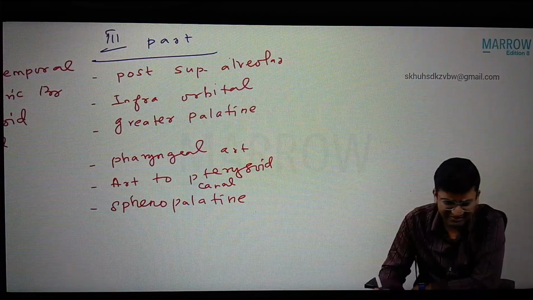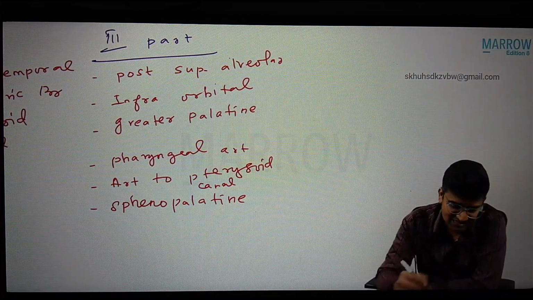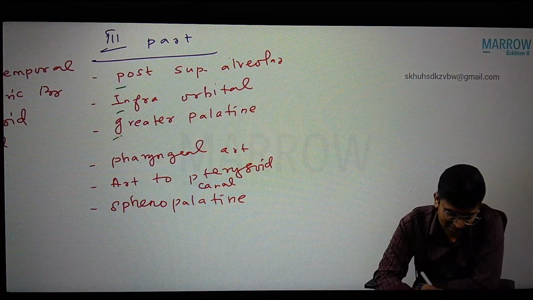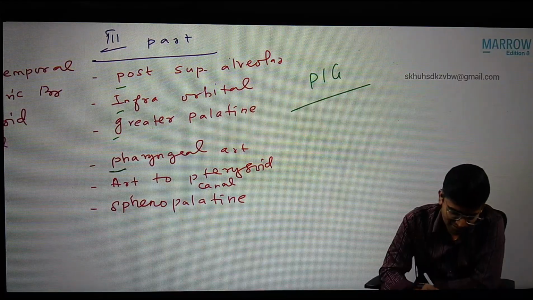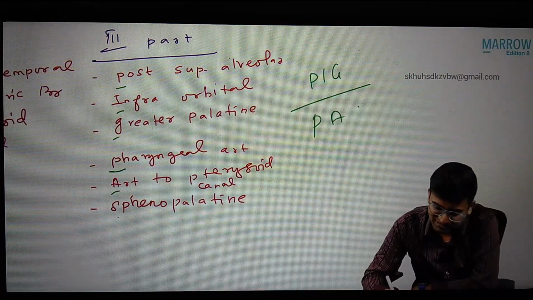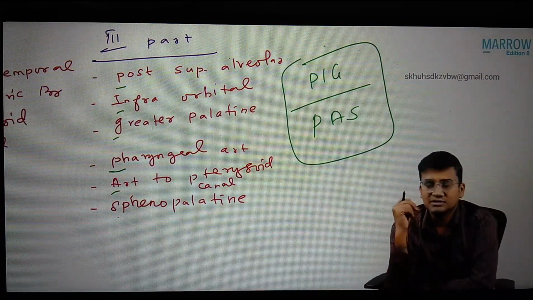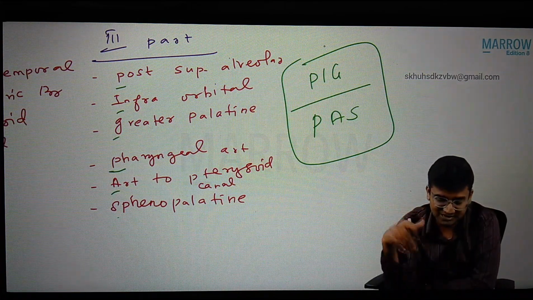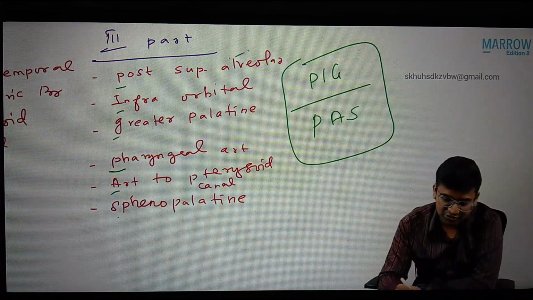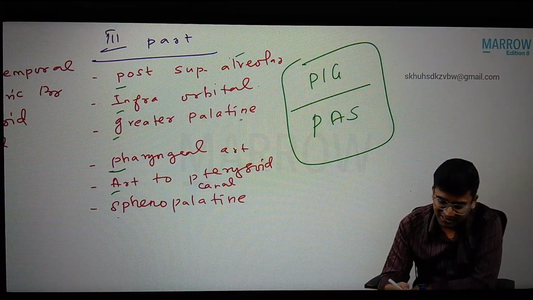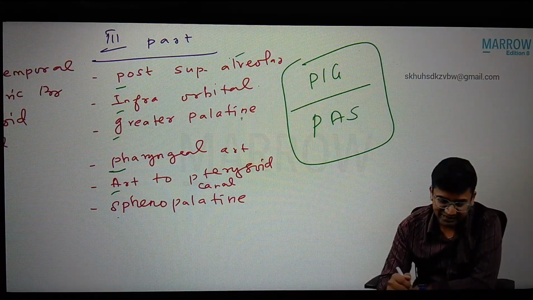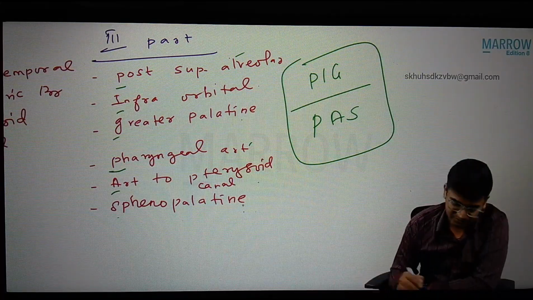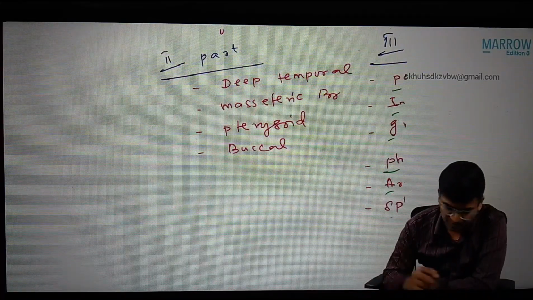Again, we have a mnemonic, a very old mnemonic: PIG PAS, pig pass. The mnemonic to remember the branches from the third part is PIG PAS. Posterior superior alveolar artery, infraorbital artery, greater palatine artery, pharyngeal artery, artery to pterygoid canal, and the sphenopalatine artery. It's a very old mnemonic.